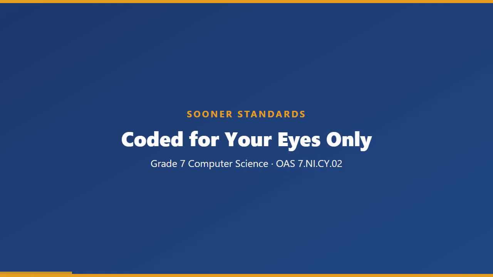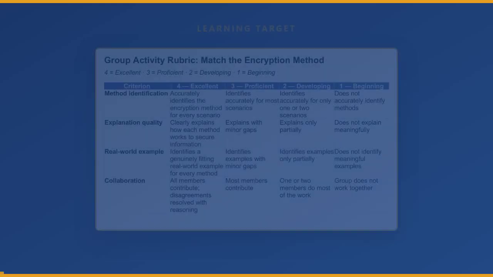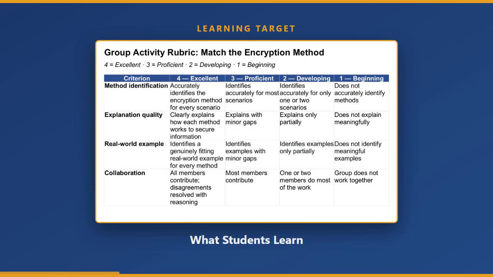From Sooner Standards, Identifying Methods of Encryption, a complete Grade 7 computer science unit for Oklahoma Standard 7.NI.CY.02. Students learn to identify and explain methods of encryption: symmetric, asymmetric, hashing, and end-to-end encryption.